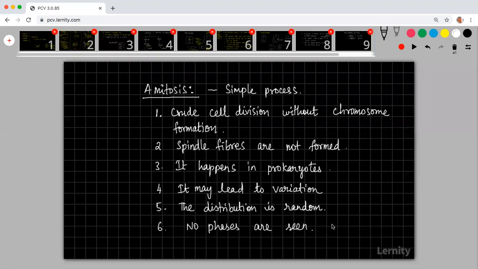So basically what you need to understand is, as far as mitosis is concerned, you have clear-cut distinct phases. Like you have prophase, metaphase, anaphase, telophase. Those phases are not seen here in amitosis. A bacterium is a prokaryotic structure, which has a very simple chromosome. I mean, it doesn't even have a chromosome. It will have a circular DNA.